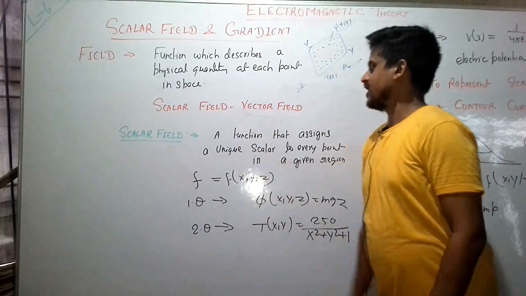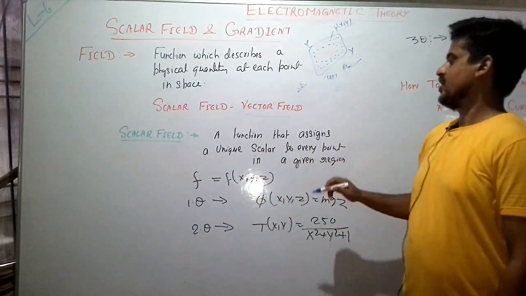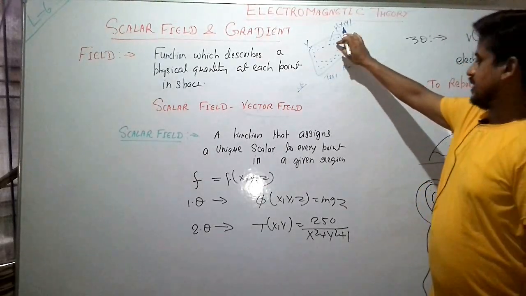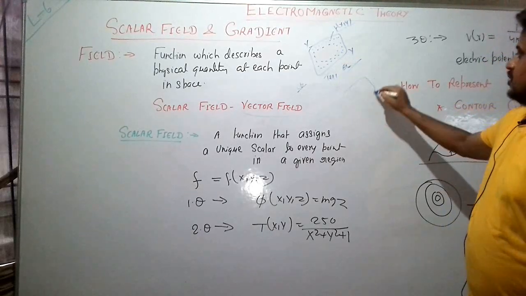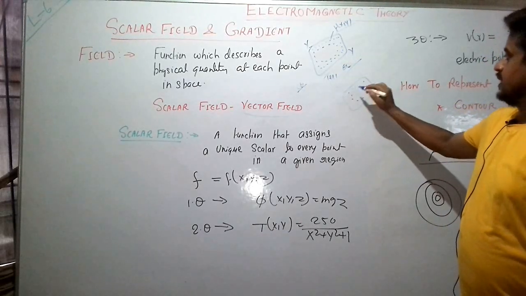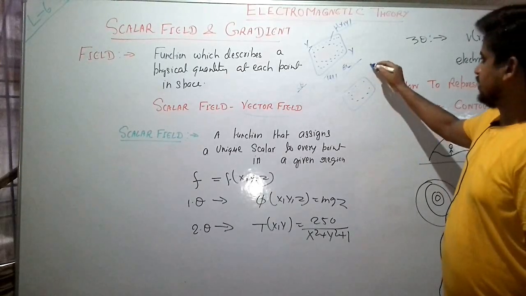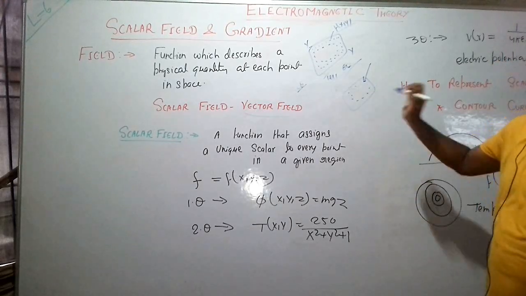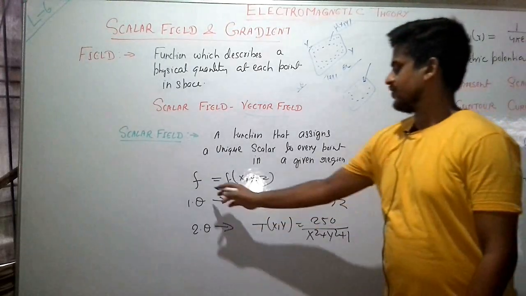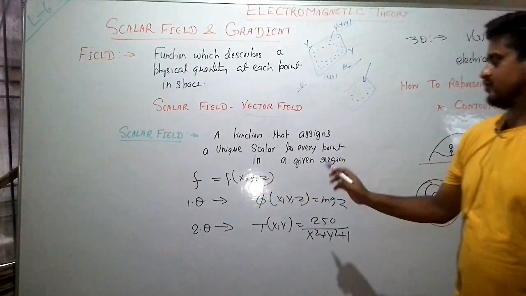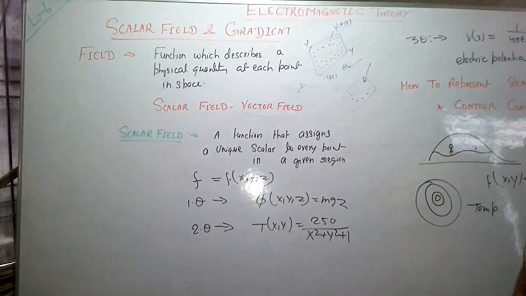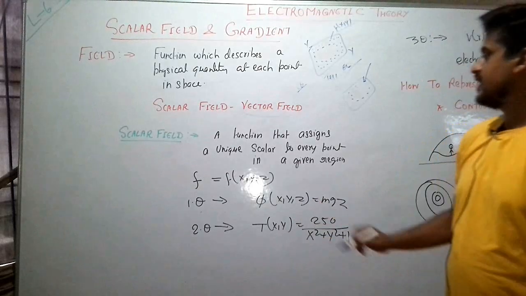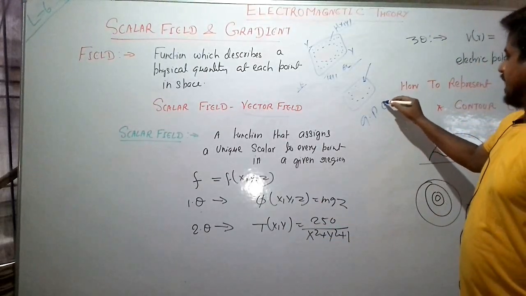A scalar field is also a function which assigns a unique scalar to every point in any given region. So at each point there is a function which assigns a scalar quantity to that point. So f equal to f(x, y, z) can be a scalar function.